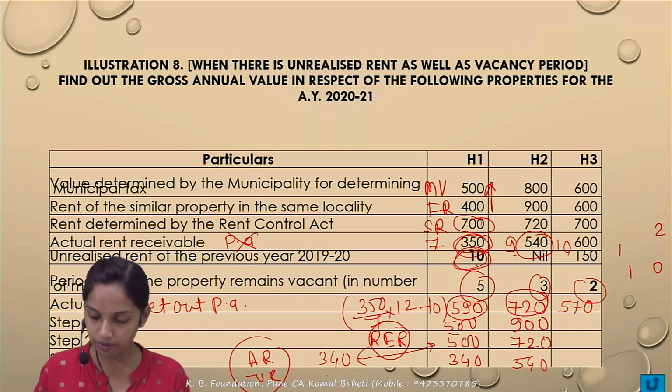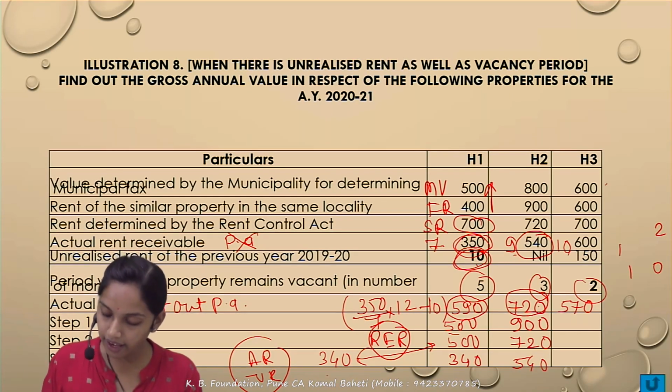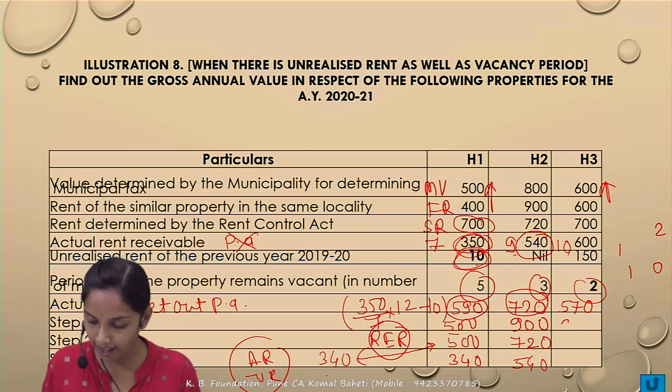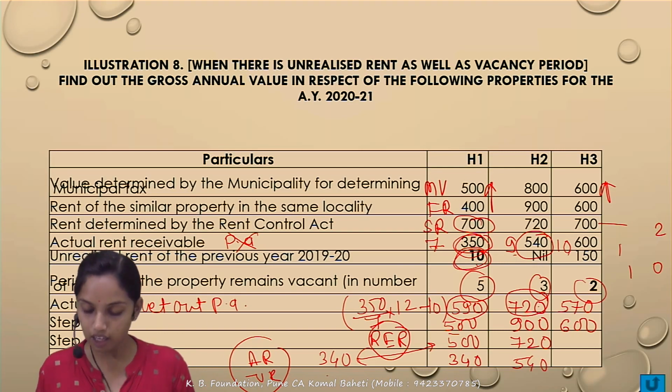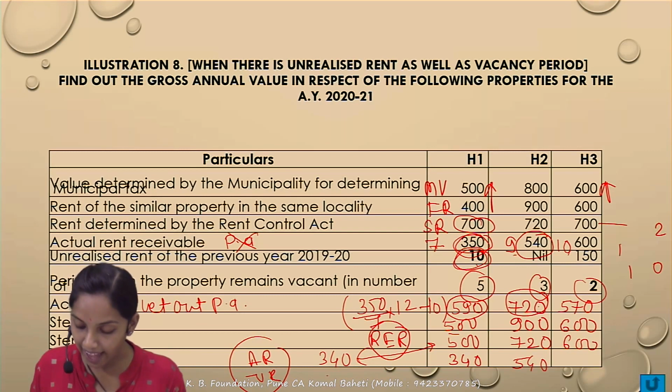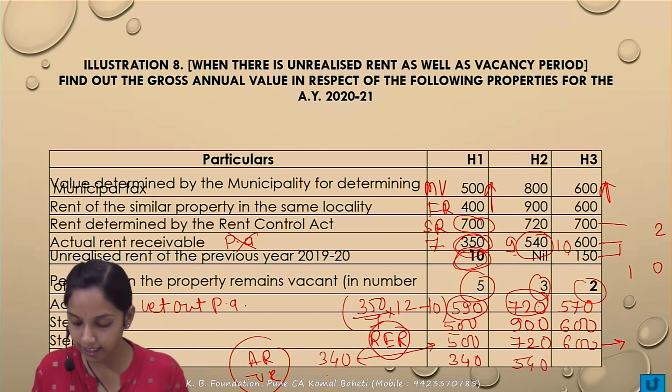Next, last. For the house 3, the municipal value and the fair rent are both the same. Whichever is higher, the step 1 answer would be 600. That is to be compared with the standard rent, correct? So it comes to 600, whichever is lower. That is to be compared with the actual rent. How much is the actual rent? The actual rent is 600, but after deducting the unrealized rent, what figure comes? 600 minus 150, it comes to 450. This is the reasonable expected rent.